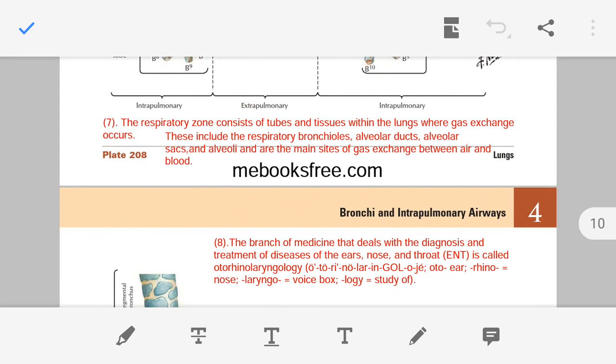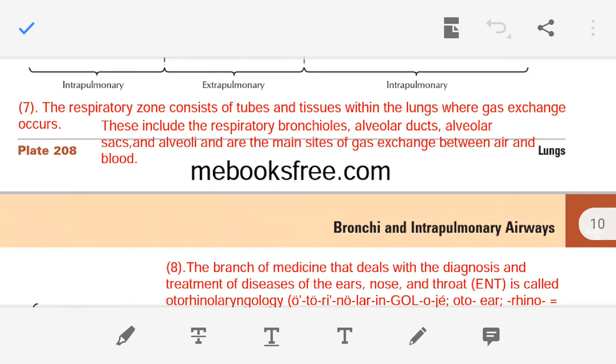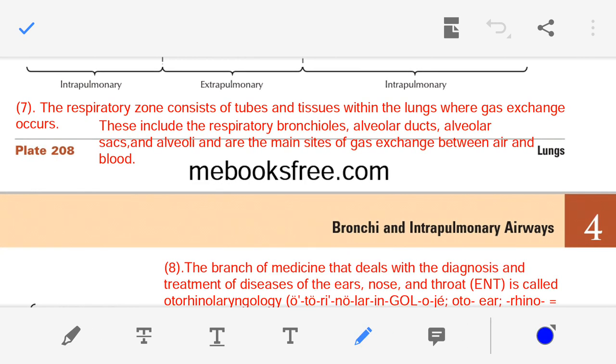Now the seventh point. In the seventh point, we are discussing the respiratory zone. This respiratory zone consists of tubes and tissues within the lungs where gas exchange takes place. Here in the respiratory zone, the gases that we are talking about are oxygen and CO2. So in the respiratory zone, the exchange of oxygen and CO2 is taking place.